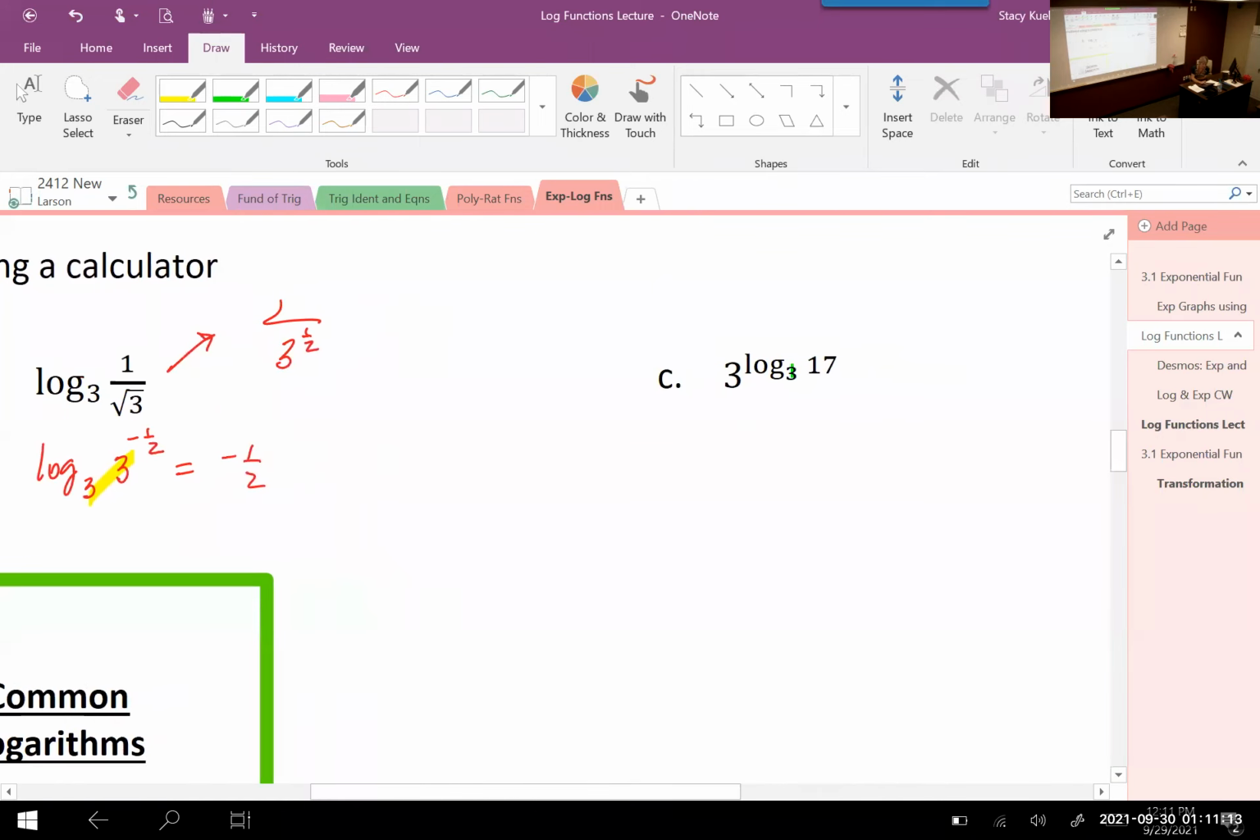How about this one over here? It says 3 to the log base 3 of 17. This is still the inverse property. Base 3 and log base 3 are the same, so the answer is just 17.